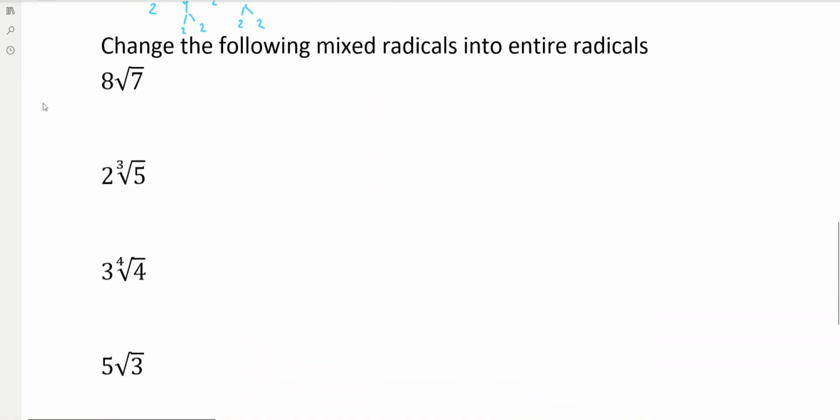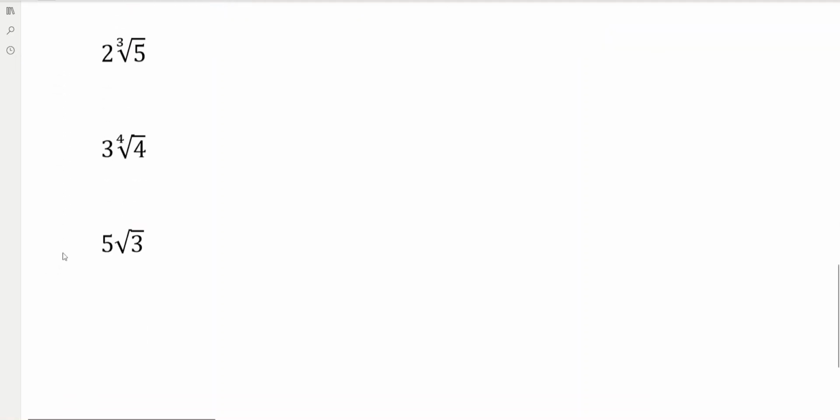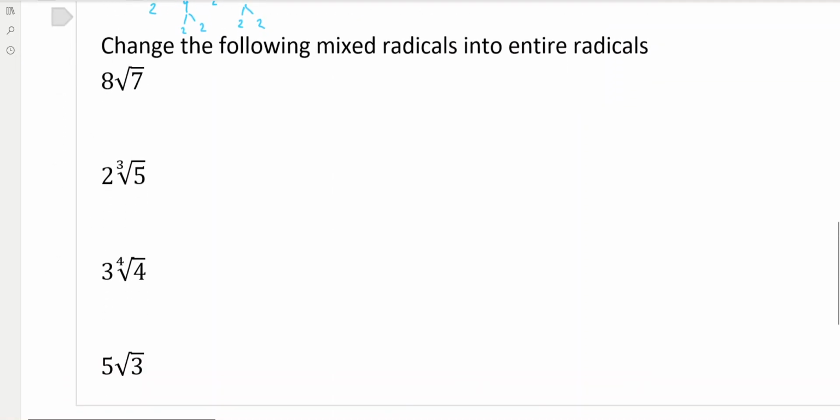Now for the less important but also important, this will be on the test as well. So this is going in reverse. Same type of question, but now in reverse. So change the following mixed radicals into entire radicals. What you do is you basically have to imagine that it has that invisible number 2 there. And that's going to tell you how many of the front number are going to exist on the inside.